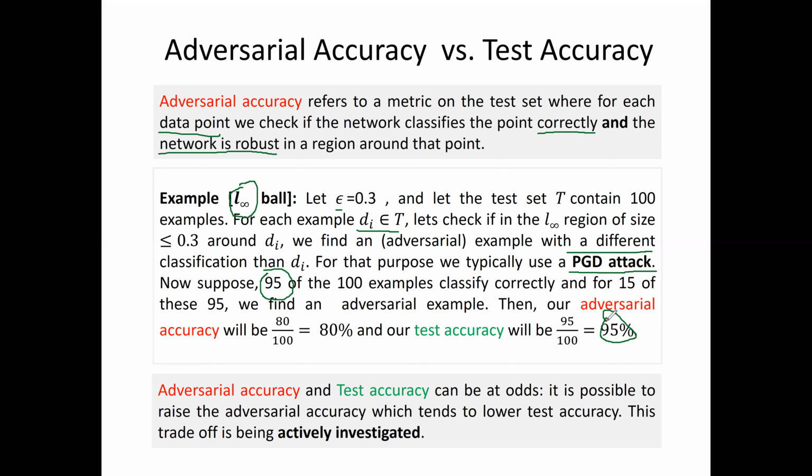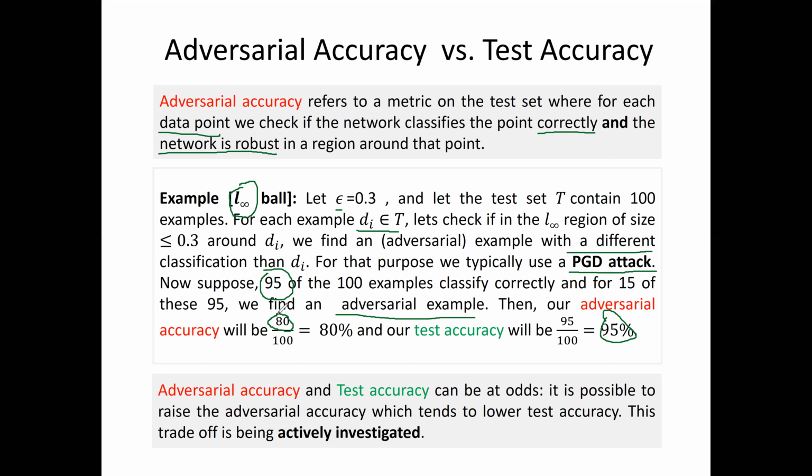Now let's suppose out of this 95, for 15 of these, we are able to find an adversarial example. So somewhere in the region around this point, for these 15 examples, we are able to find a point which classifies differently than the original point. So we'd have to subtract this 15 from the 95, and so we would end up with 80 points in the test set that are classified correctly by the model, and which are robust in the region around these points.